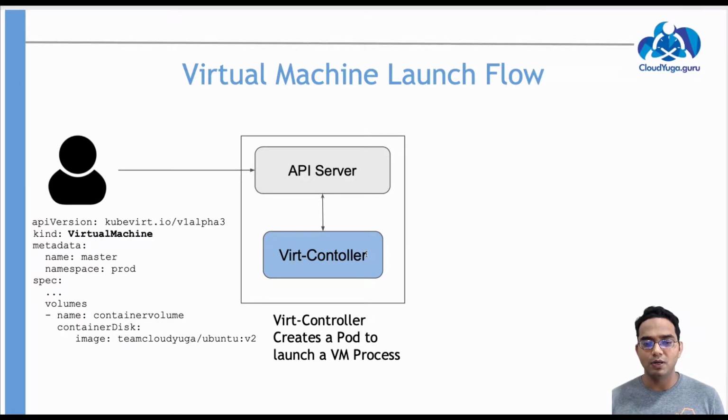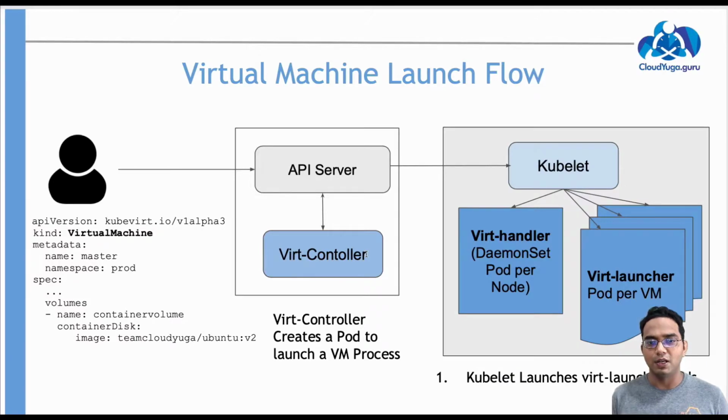Now the virt-controller would create a pod to launch a VM. The way it does it, the request would be sent to the kubelet which runs on our nodes to create a VM instance via the pod. So what happens is the virt-controller sends a request to launch a VM process, and kubelet is going to create a respective pod for that, which would eventually launch our VM instance.